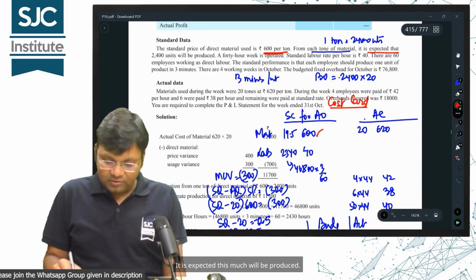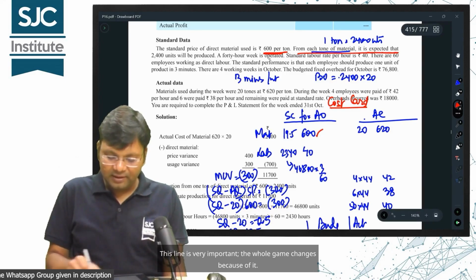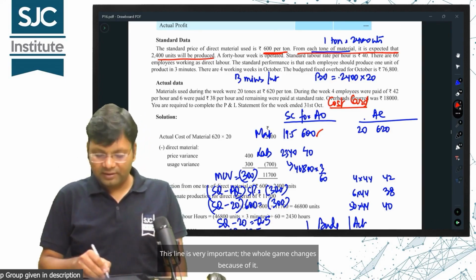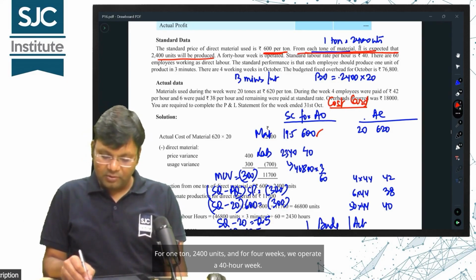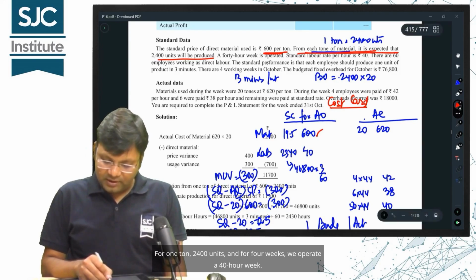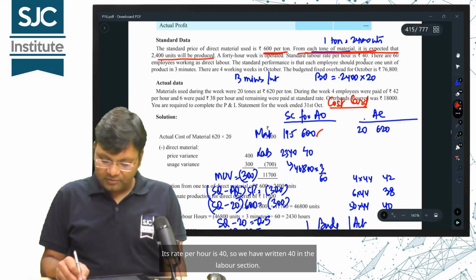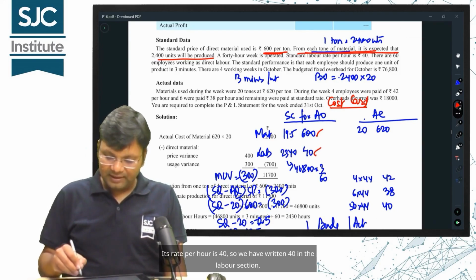It is expected this much will be produced. This line is very important. The whole game changes because of it. For now, just note this. For 1 ton, 2,400 units, and for 4 weeks, we operate a 40-hour week. Its rate per hour is 40, so we have written 40 in the labor section.